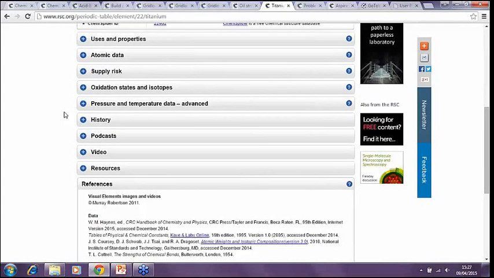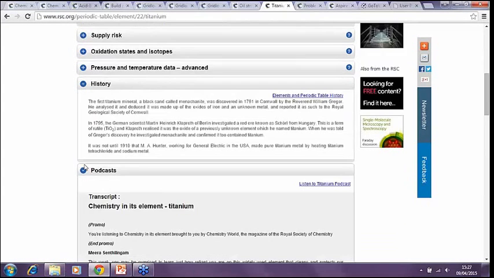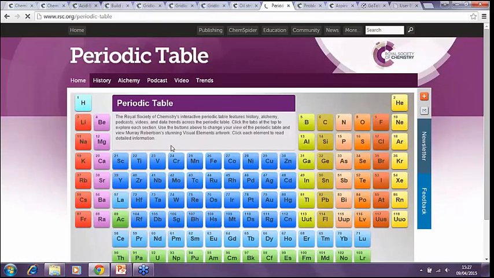There are podcasts about each element, there's little videos as well, and then there's resources linked to Learn Chemistry, so you can find other resources related to that element as well. Okay. But other things you can do on here is you can choose a particular block to highlight.